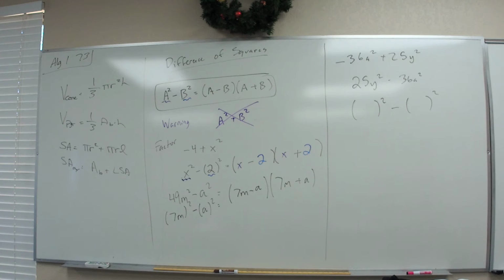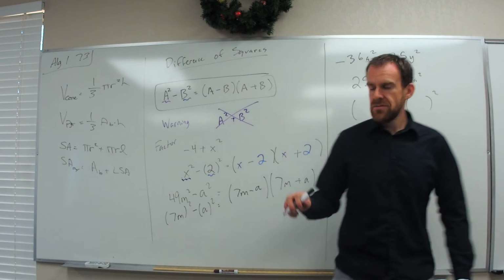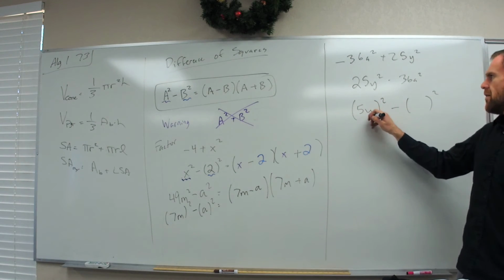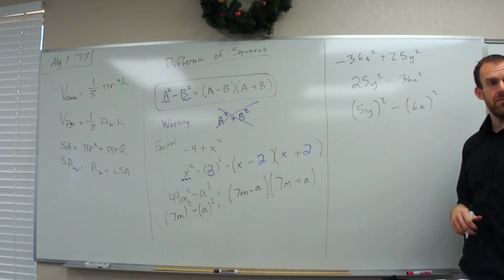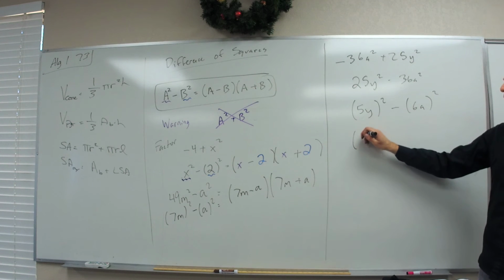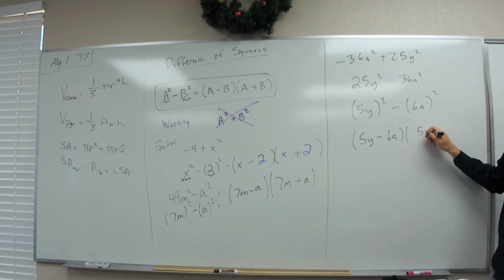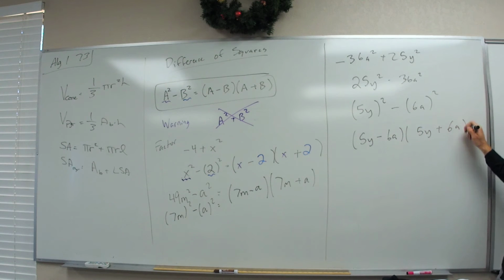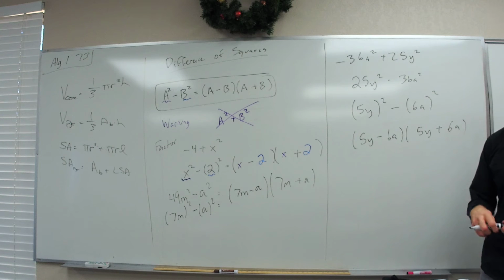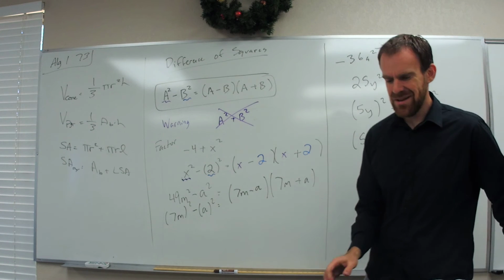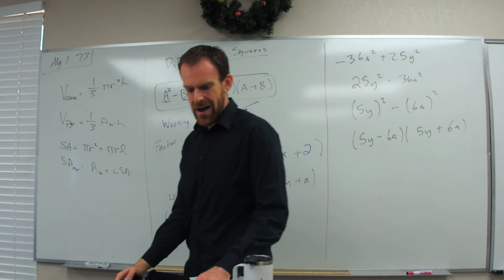So it's just 5y minus 6. Okay, so the first one is 5y squared minus 6a squared. Then a minus b times a plus b. That's it. Okay. Done.